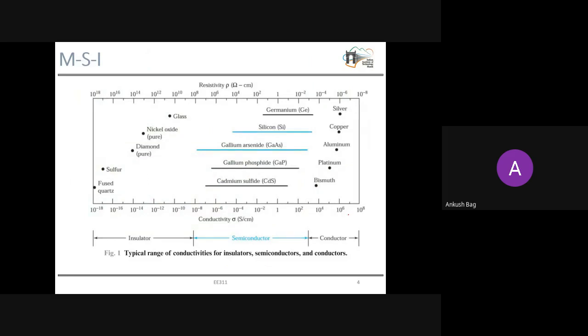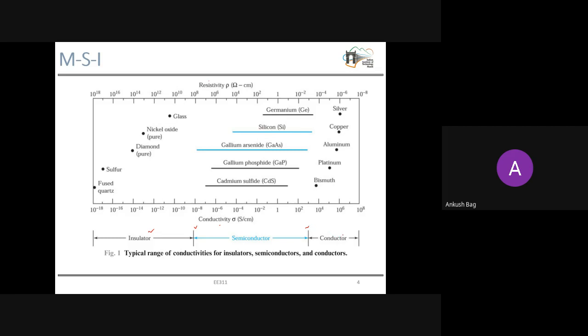Now this is another chart. Here once again you can see the variation in conductivity or resistivity for different materials. The material which has a resistivity of the order of 10 to the power 7 to 10 to the power minus 2 typically comes within the semiconductor domain, and the material which has a resistivity higher than this comes under insulator. Typically the materials which have lower resistivity, like lower than 10 to the power minus 3 ohm centimeter, are called conductors.